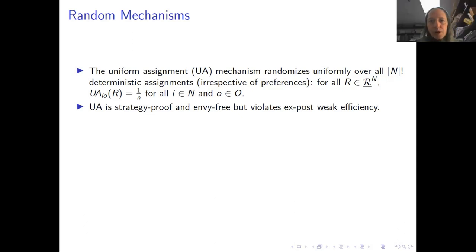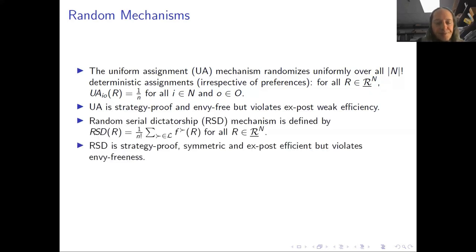So this then I will call the core of my talk. Random assignment, what could you use? Okay, one naive mechanism is you ignore preferences and you just uniformly assign objects to agents, right? Any agent gets an object with probability 1/n. So I don't look at the preferences. This is strategy-proof and envy-free, but it's not ex-post weakly efficient. Or random serial dictatorship, this is what I explained already.